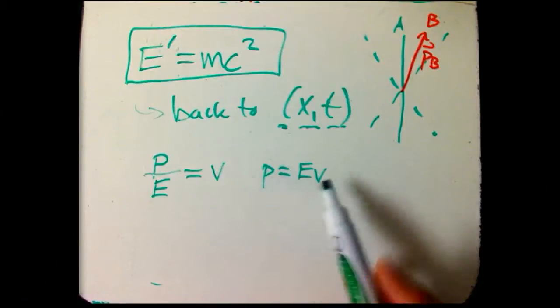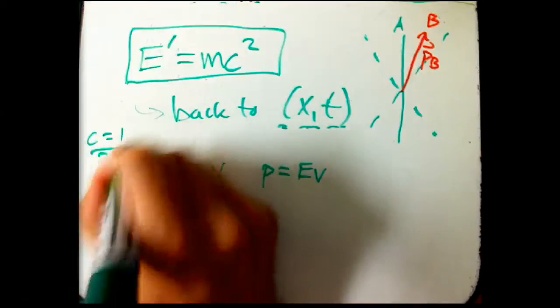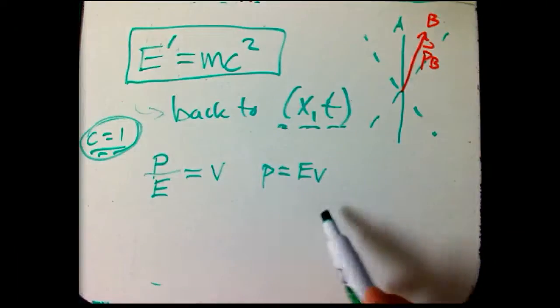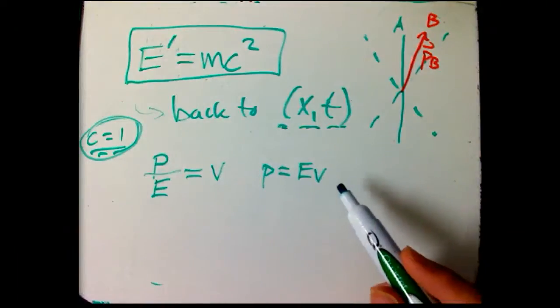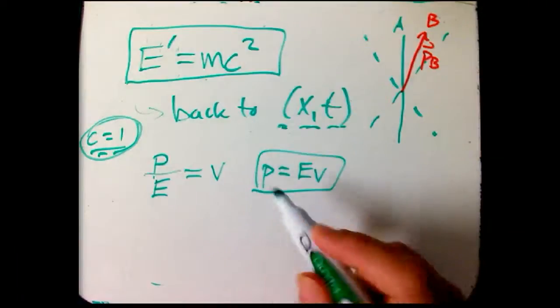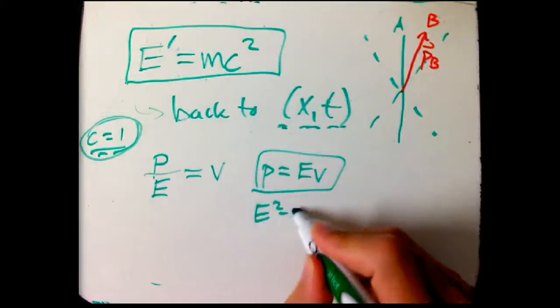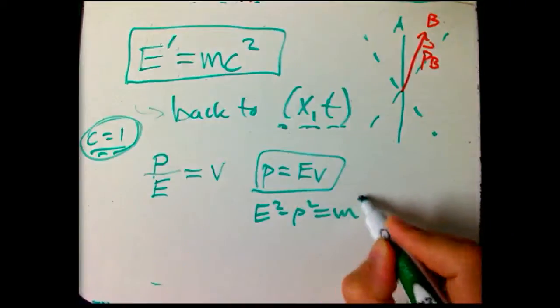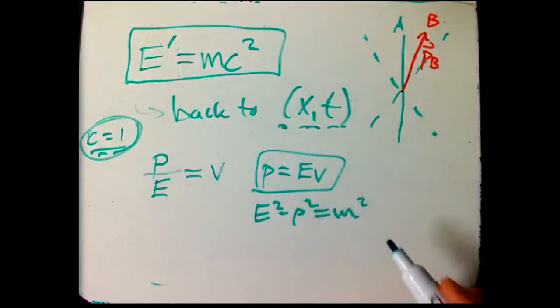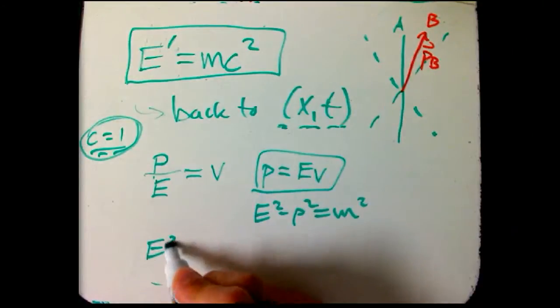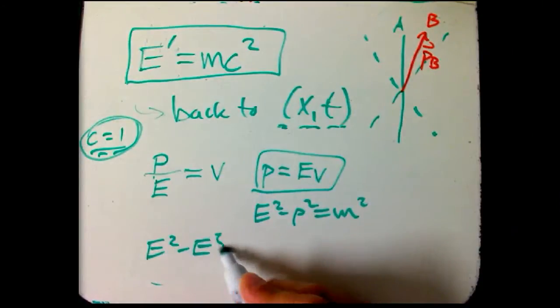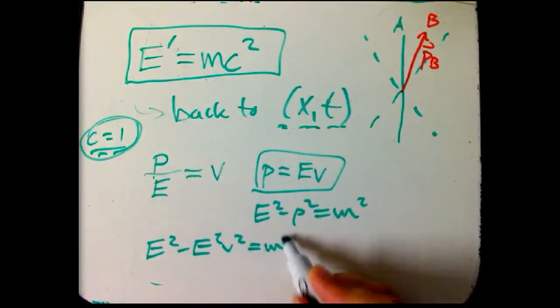I'm going back to c equals 1 again, and I'll put them back in, but it's just so much more elegant to leave them out whenever we can. Okay, so that's one equation. And then, of course, we still have E squared minus P squared equals M squared. Okay, and let's combine them. So we get E squared minus E squared V squared equals M squared.